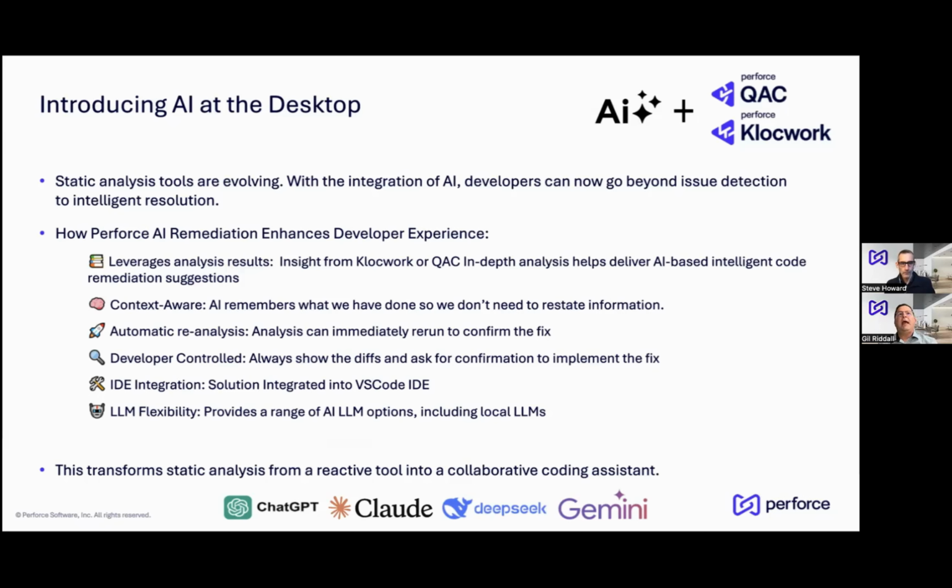Maybe you want to add additional comments or something. You don't have to restate what you've already stated. The AI remembers what you're talking about. We've got automated reanalysis. The AI is going to recommend a solution for you, and you can automatically reanalyze the code because you've got that capability at your desktop. You can reanalyze and confirm that number one, it fixes the issue, and number two, it isn't introducing new issues. So you've got that immediately at your fingertips.